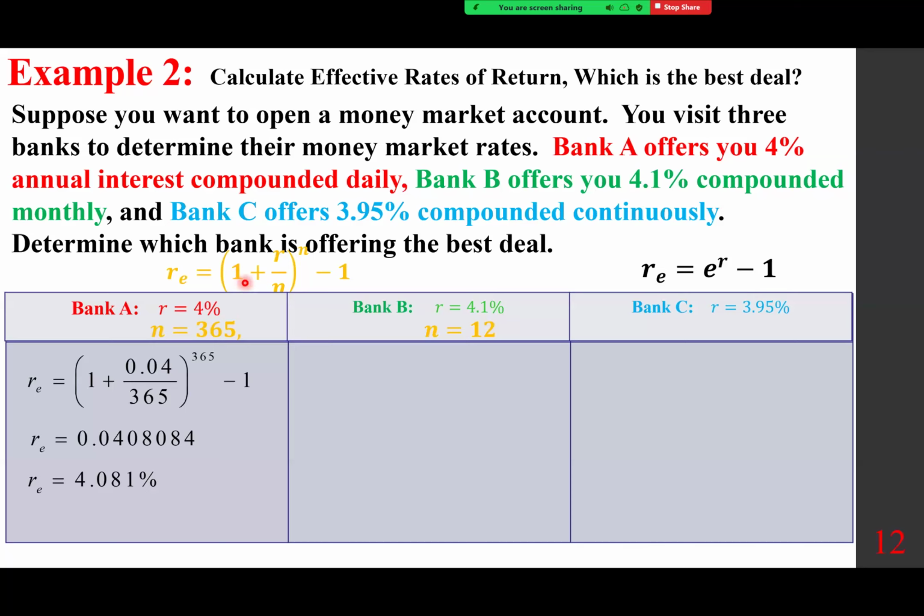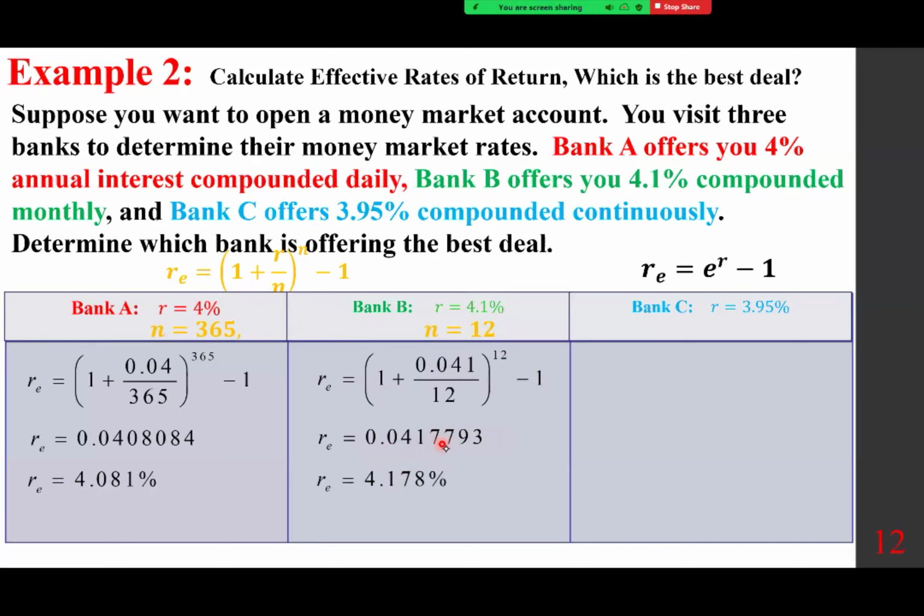For this one, we're going to put it into the same formula. We're going to replace the R with 4.1%, that means 0.041, and N with 12. Using a calculator, we get 0.041793. So that means you go 2 decimals to the right, 4.17, and because next to it is 7, it changes to 8. So 4.178%.